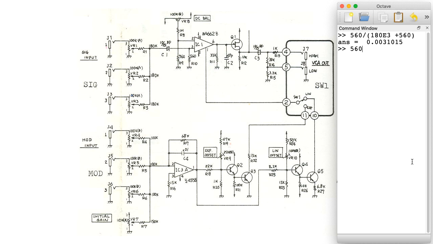Now I could make an approximation and have 560 divided by 180K. And this is legitimate because this 180K is really, really big compared to that 560 ohm. So you get basically the same answer.